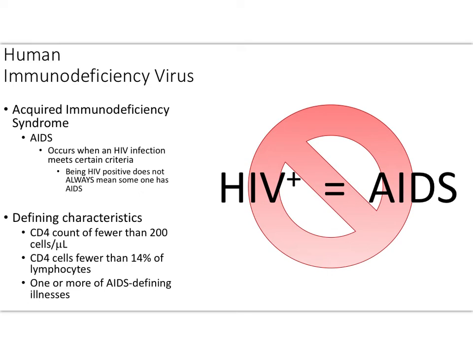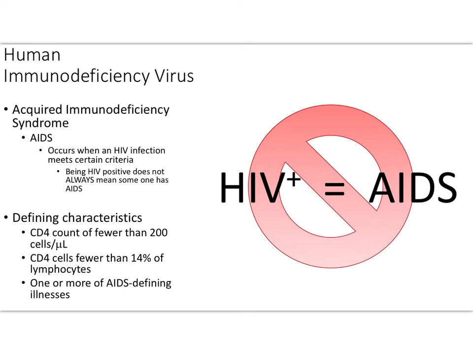So, getting into what actually counts as AIDS, there are certain defining characteristics of how someone is diagnosed with AIDS after they have become HIV positive. So, if someone is HIV positive and they have a CD4 count of fewer than 200 cells per microliter of blood, they are considered to have AIDS. And CD4 is a certain type of white blood cell.